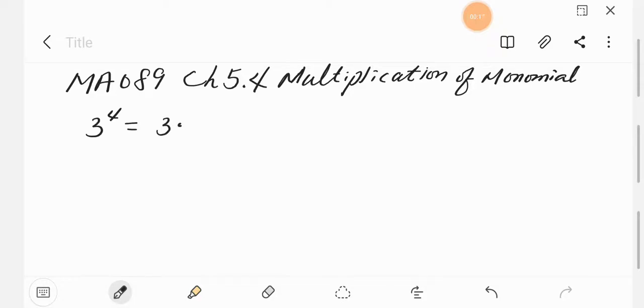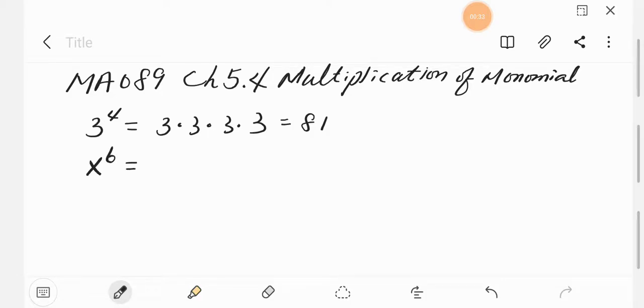So 3 is multiplied 4 times. 1, 2, 3, 4, right? So the answer will be 9 times 9, which is 81. Okay, how about if the base is a variable like this? x to the 6th power.